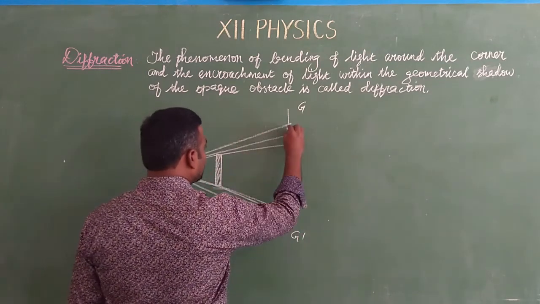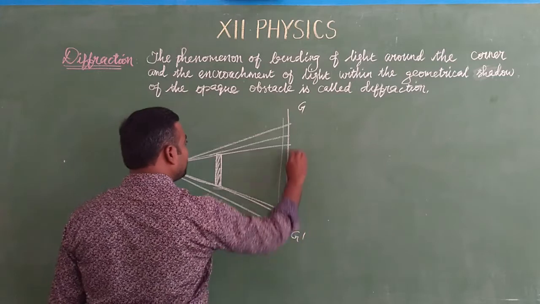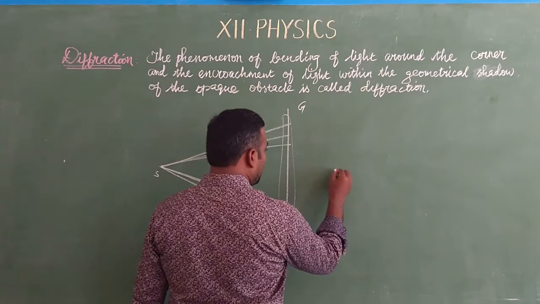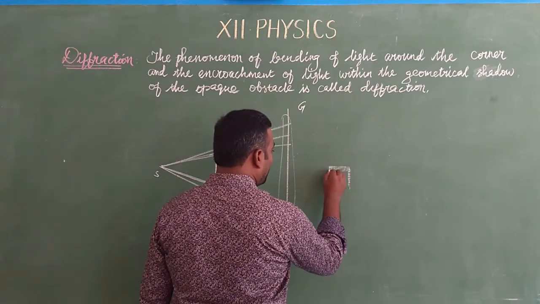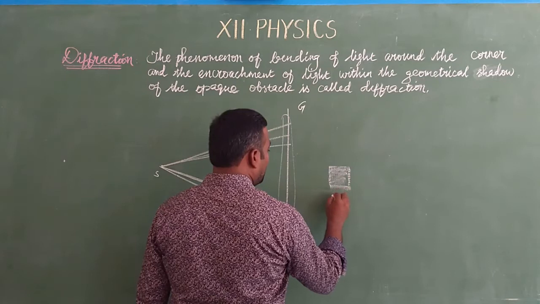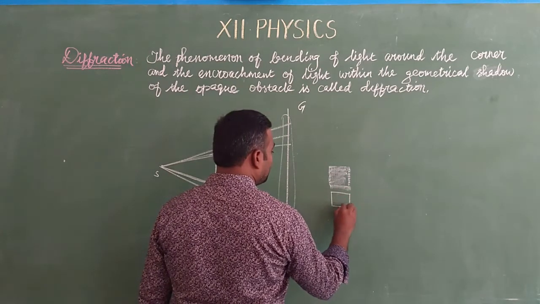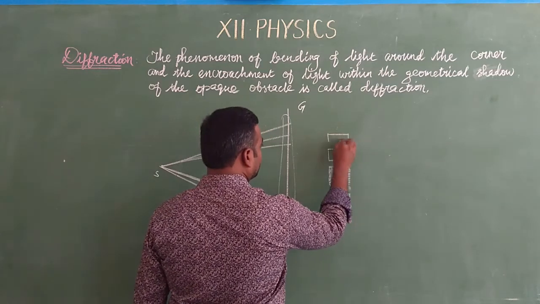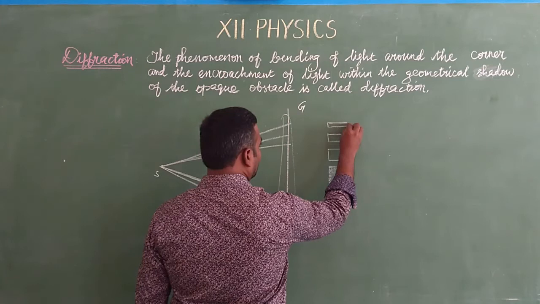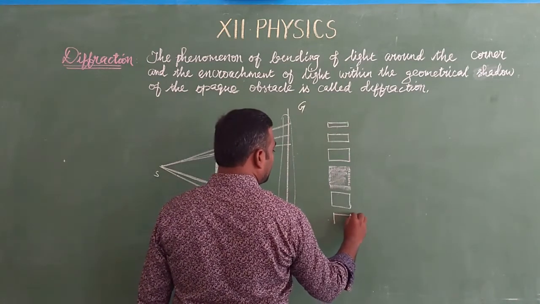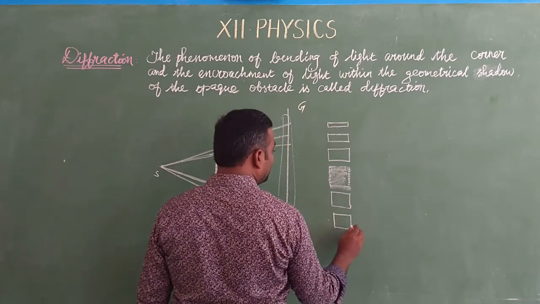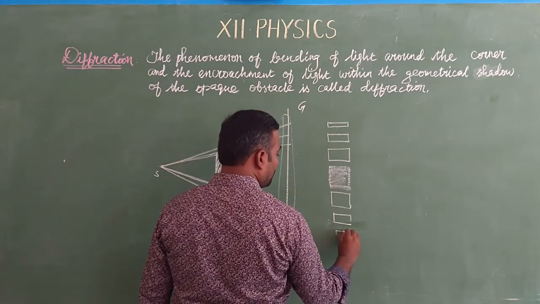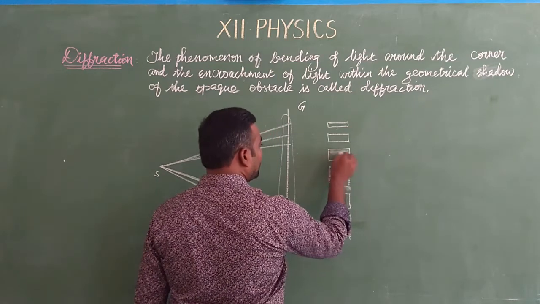By observing very closely on this screen, this is the diffraction phenomenon. Here you can see on the screen at the center there is a very broad bright band, and on either side the size of the bright bands is reducing, and finally this vanishes away.